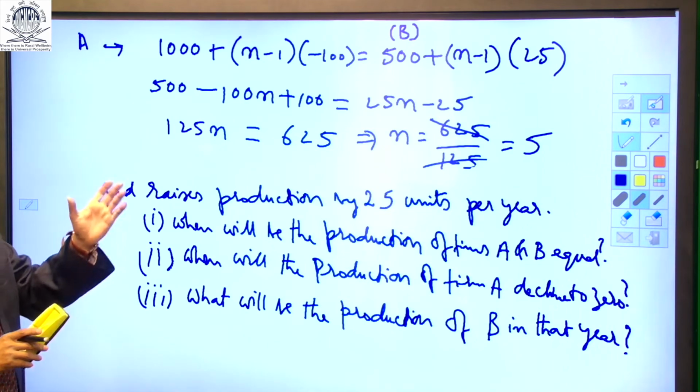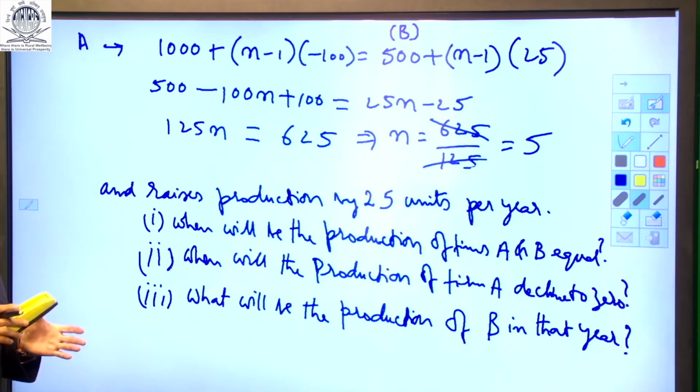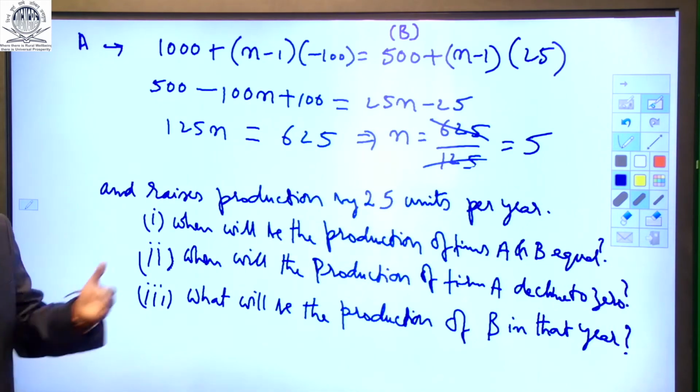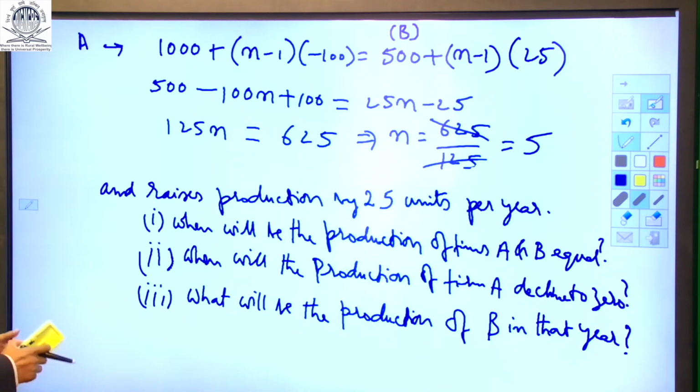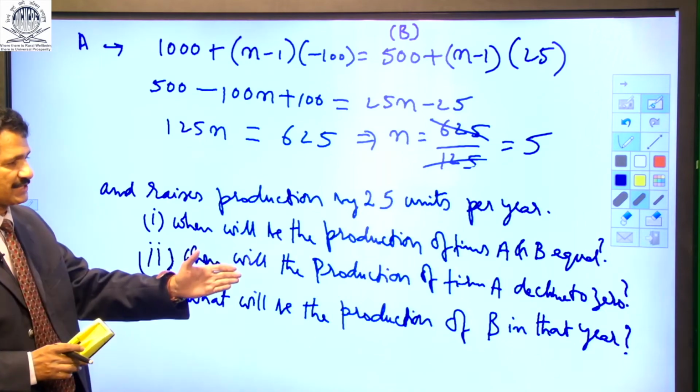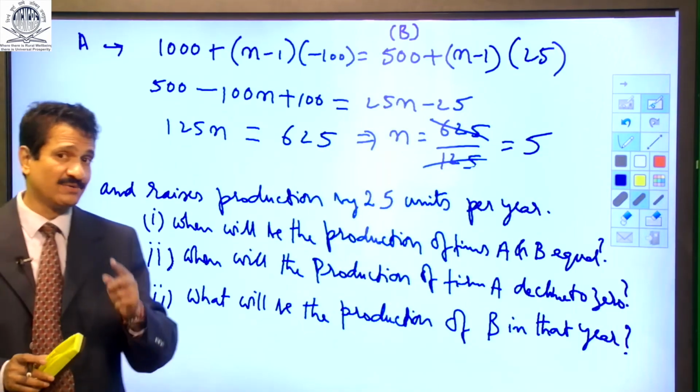So after n years the production of A as well as the production of B will be equal. That solves our first problem. What is the second problem now? When will the production of firm A decline to 0?